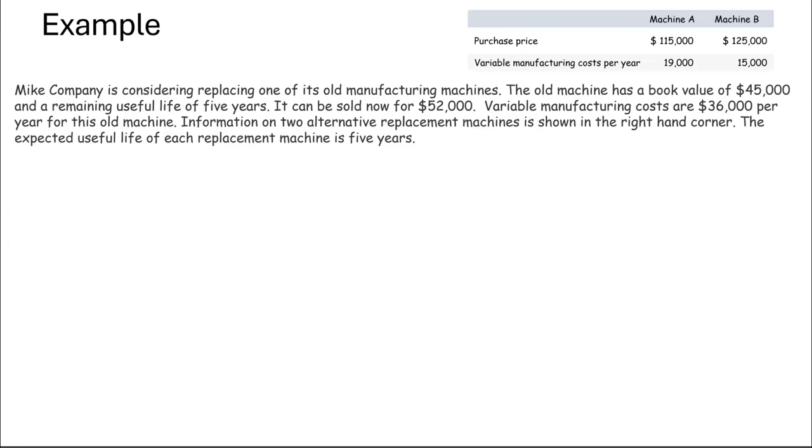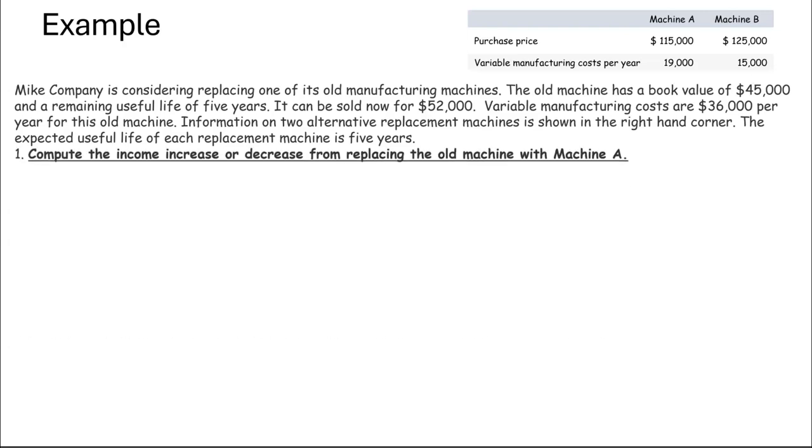Information on two alternative machines I show in the corner there. We have machine A, we can buy it for $115,000, and we have machine B, we can buy for $125,000. And all this equipment has a 5-year life. So compute the income increase or decrease by replacing with machine A.